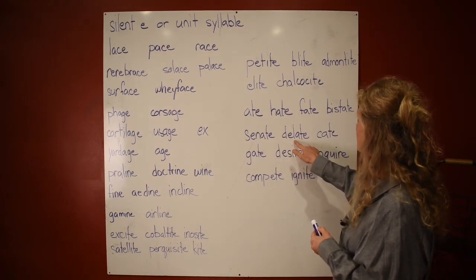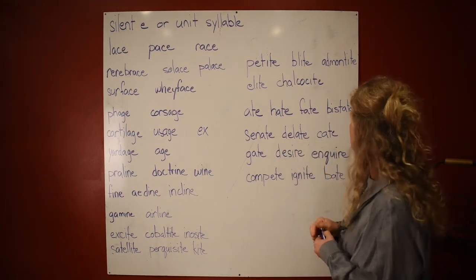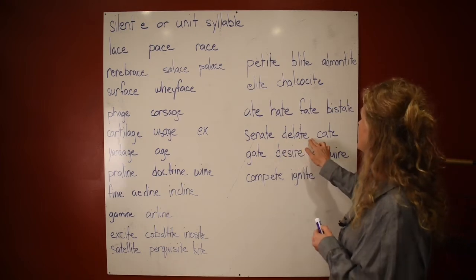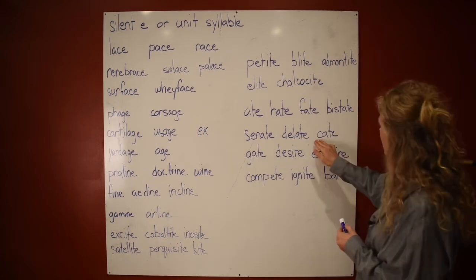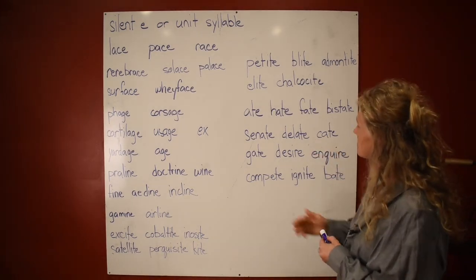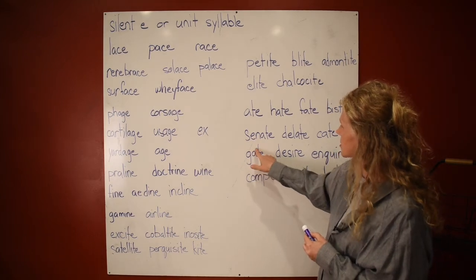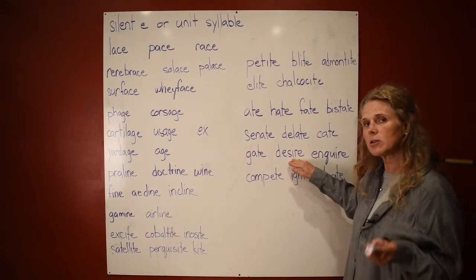Now look at this one. This has no prefix, so delate, or we could say delit until we find the real word. Delate is the real word on that. Silent E, it's going to be A, so it says Kate. Silent E, so that's going to be an A, so gate. These ones are really easy. But look at this one. These are also really easy.